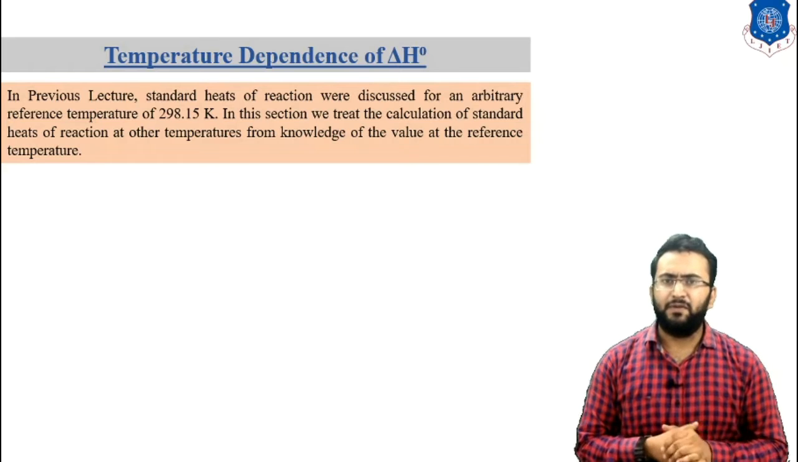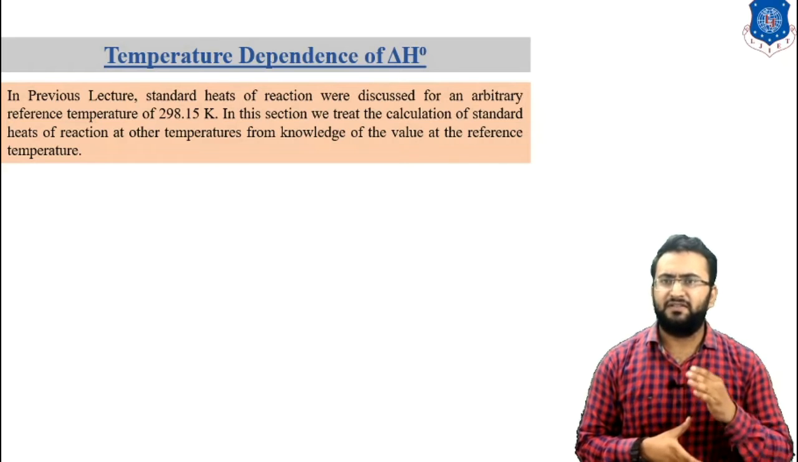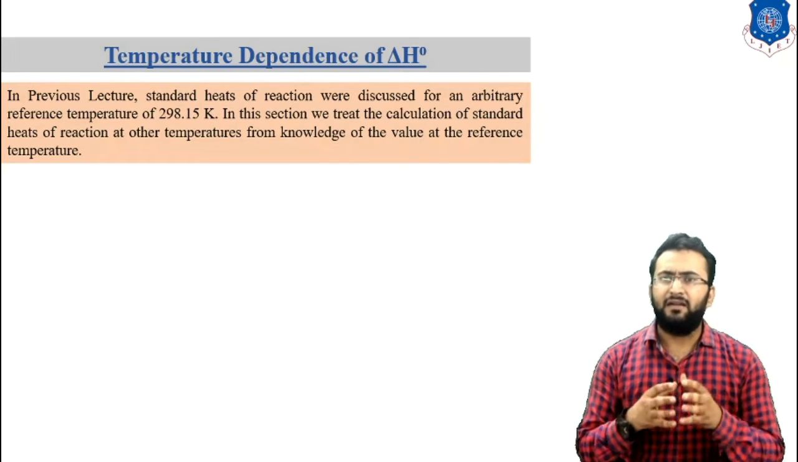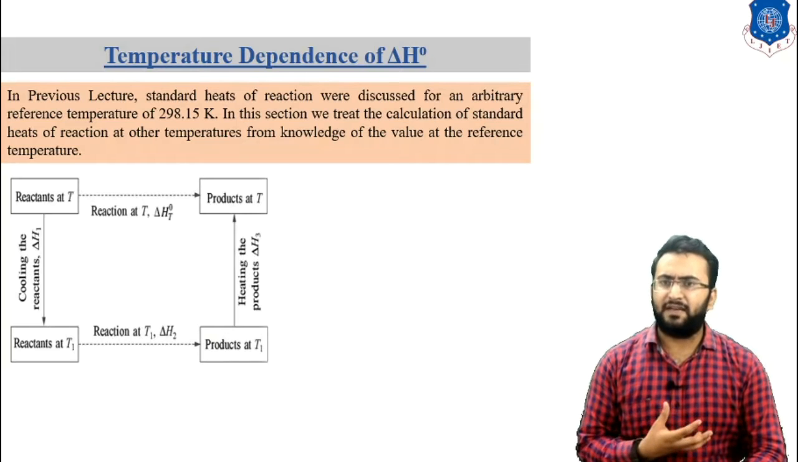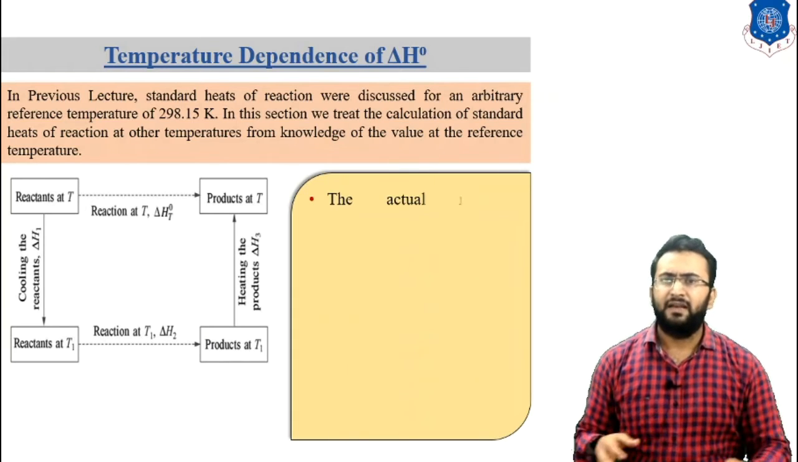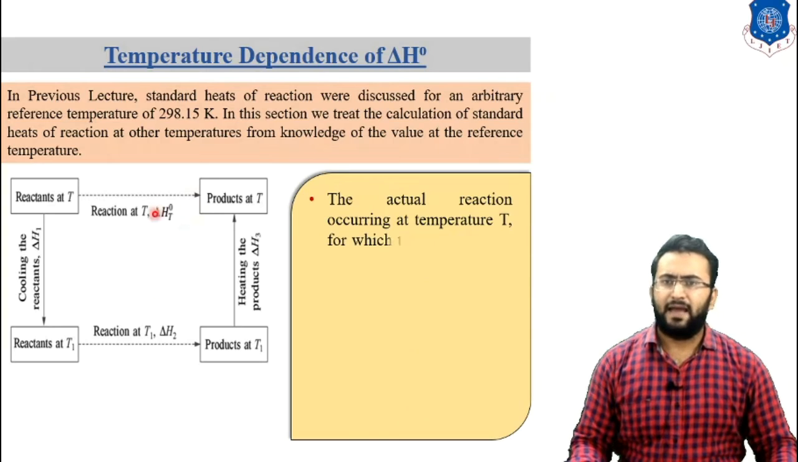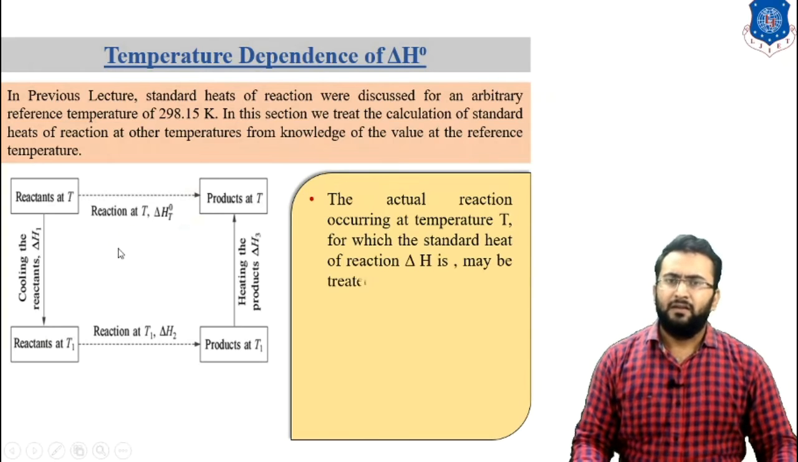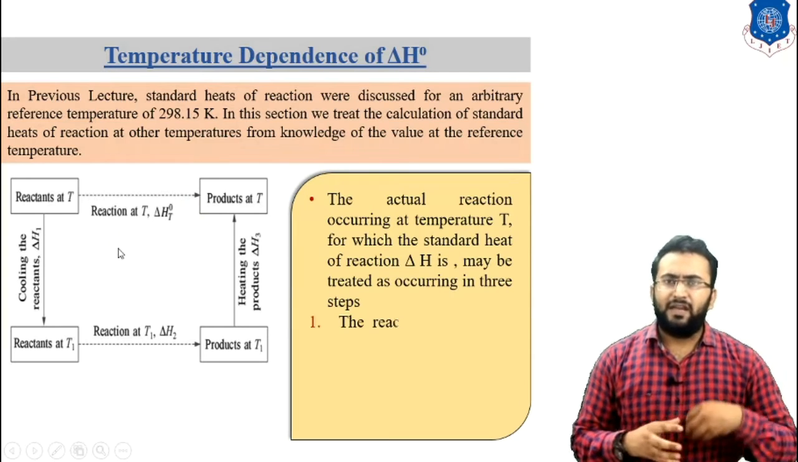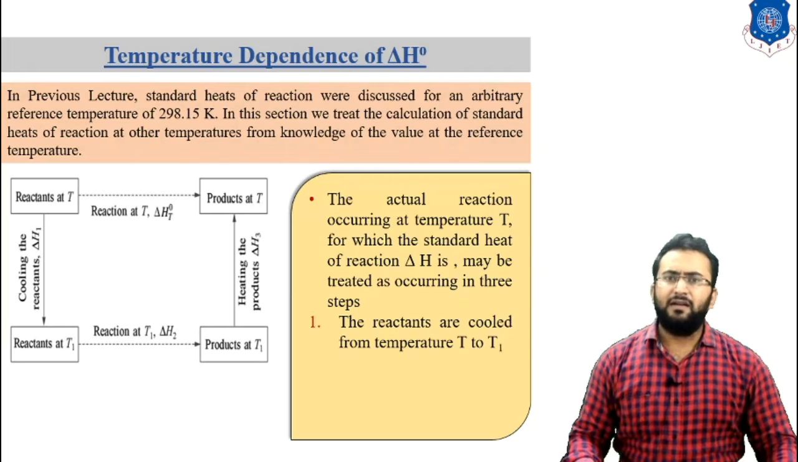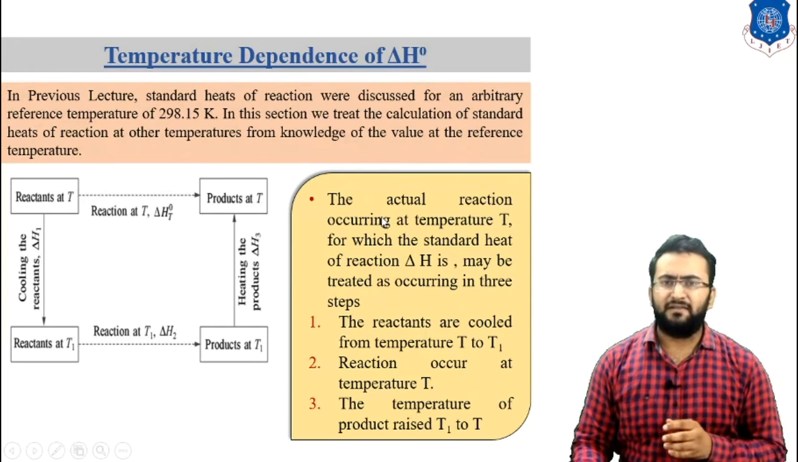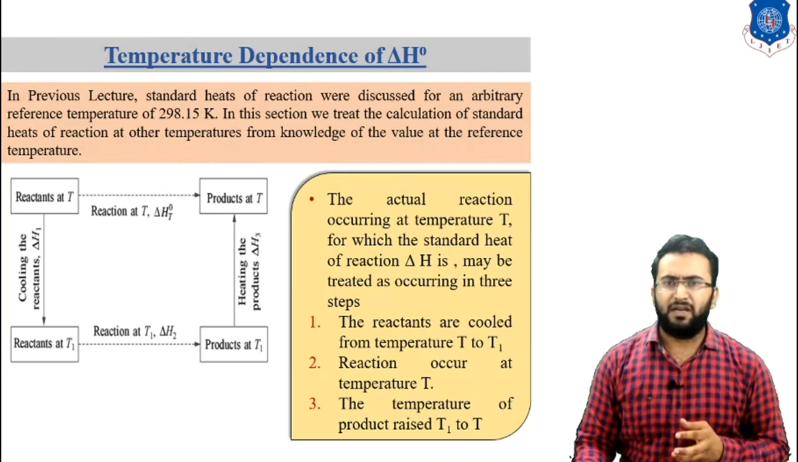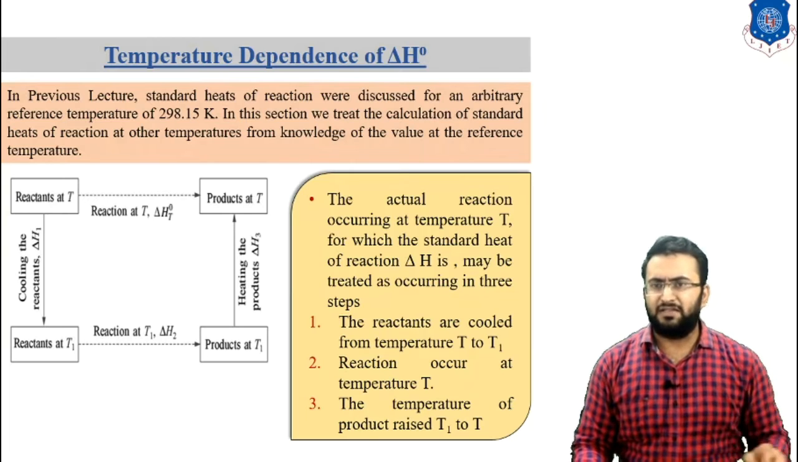In this section, we treat the calculation of the standard heat of reaction at other temperatures from knowledge of the value at the reference temperature. To understand this, let's consider this figure. In industry, the reaction occurs at temperature T, for which the standard heat of reaction delta H may be treated as occurring in 3 steps.